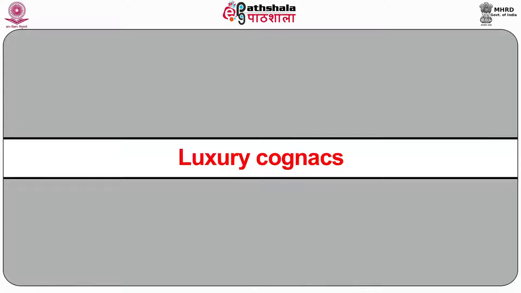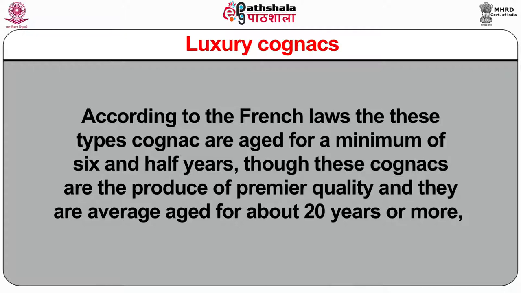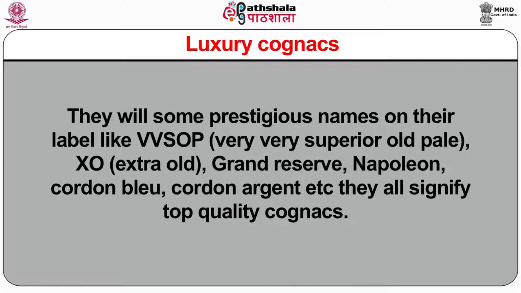Now some of the luxury cognacs. According to French law, these types of cognac are aged for a minimum of 6.5 years, though these cognacs are the produce of premier quality and they are aged on average for about 20 years or more. They will have some prestigious names on their label, like Very Very Superior Old Pale, that is VVSOP, XO, that stands for Extra Old, Grand Reserve or Napoleon, Cordon Bleu, Cordon Argent, etc. They all signify top quality cognacs.